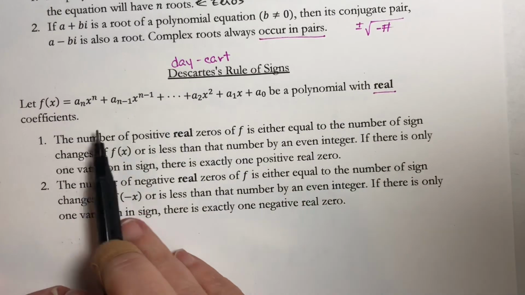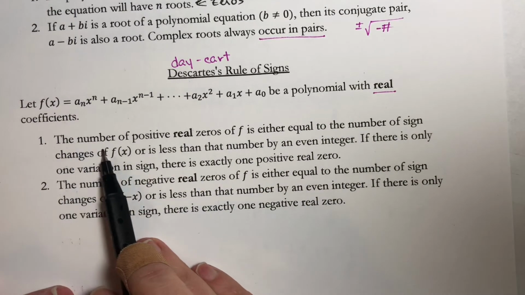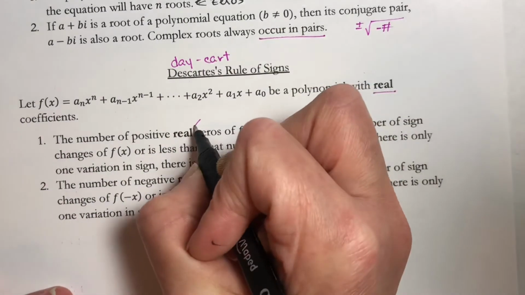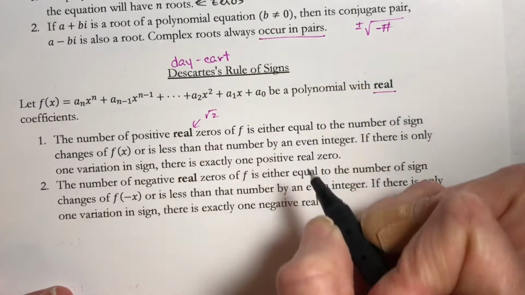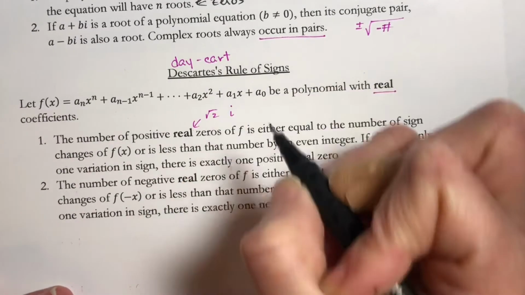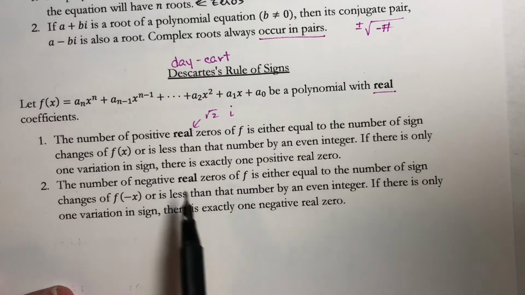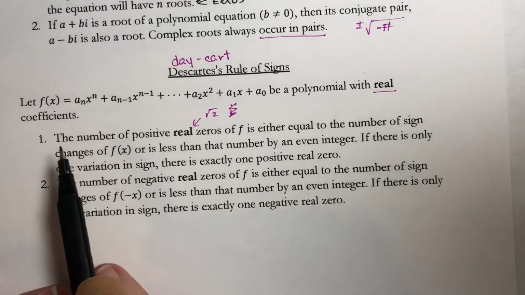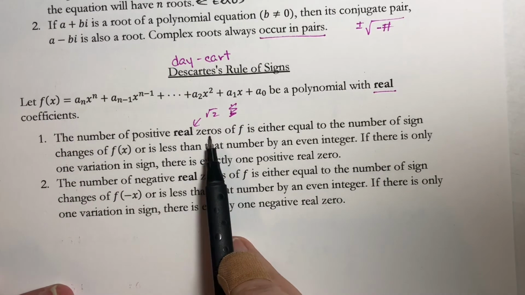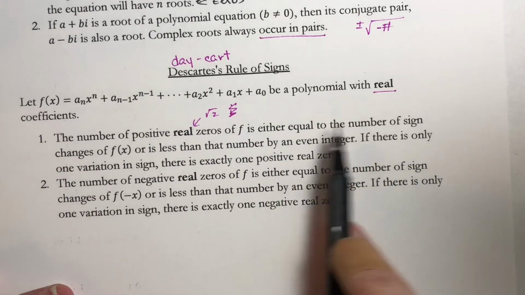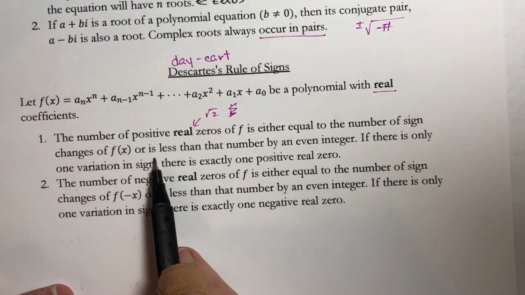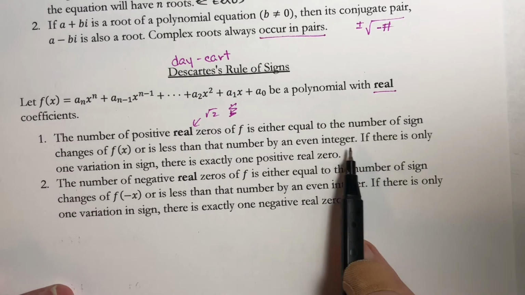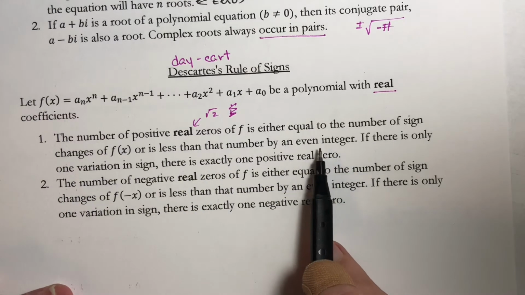And what this does is it will allow us to determine the number of positive real zeros, and this will include any square roots we may have. But the number, well, not imaginary, sorry, real numbers, that would be complex. The number of positive real zeros is either equal to the number of sign changes or is less than that number by an even integer. Okay, now what do we mean by this?